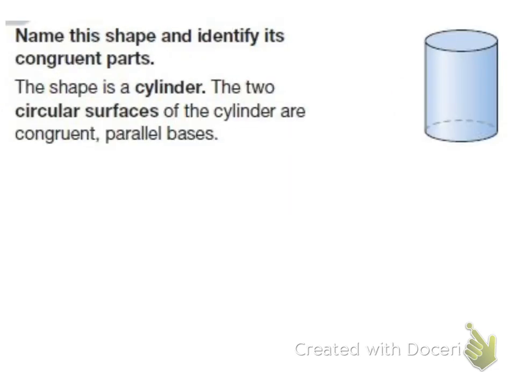Okay. This one says, name this shape and identify its congruent parts. Well, you should recognize this. This shape is a cylinder, okay? And on a cylinder, we have 2 circular faces, okay? And the circles are congruent and parallel to each other.